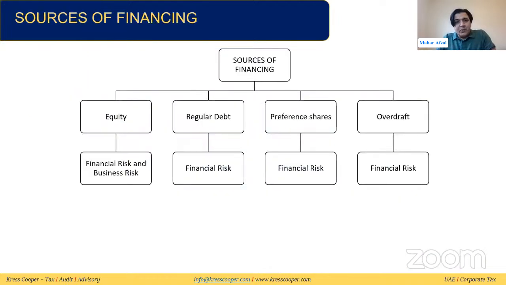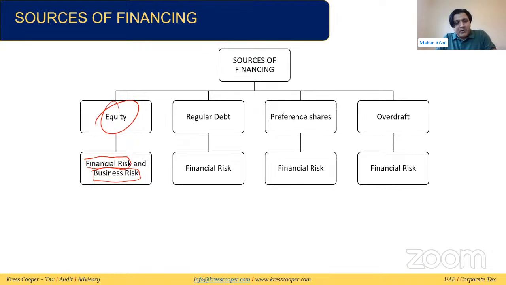First of all, there are different sources of financing for businesses: equity, regular debt, preference shares, and overdraft. Equity carries two risks, a financial risk and a business risk. Equity holders are subject to two risks: one is a business risk and the second is a financial risk.